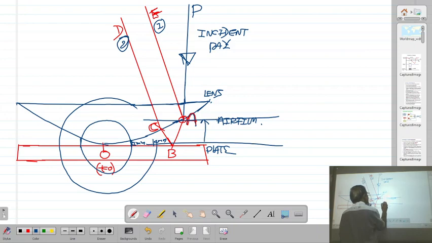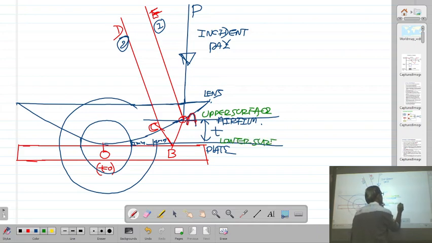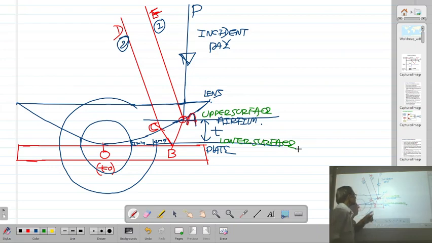So this is the air film of thickness t. This is the upper surface of the air film. So the AE ray is reflected from the upper surface of the air film at point A. And this one is the lower surface of the air film. So the CD ray is reflected from the lower surface of the air film.